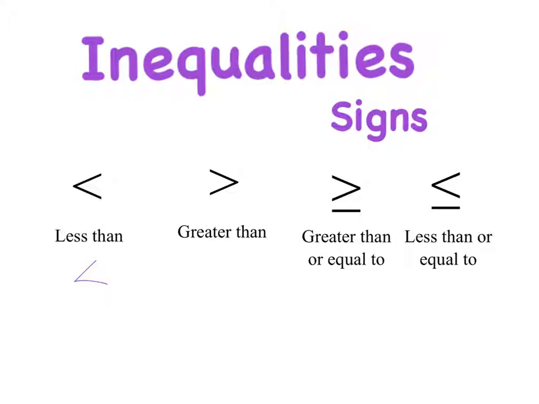And this one here, it's in the shape of an L, so less than, and the little line here means less than or equal to. So they're the main inequality signs. Well, they're the only 4 inequality signs we're going to be chatting about.